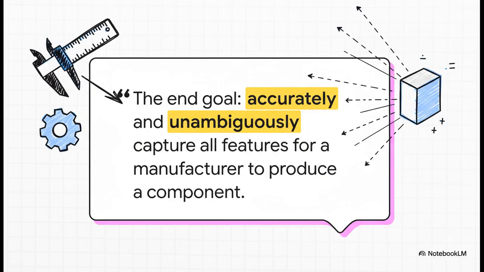This quote really says it all. In the world of manufacturing, a drawing is basically a contract. It's a set of instructions that has to be followed perfectly, sometimes to the thousandth of an inch. Accurately and unambiguously, that means there is zero guesswork allowed. The drawing tells the manufacturer everything they need to know to make the part.